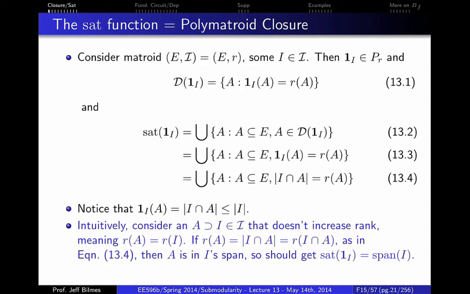Now, let's say that you take some A here, which is strictly greater than I, and I is an independent set, and let's suppose that A doesn't increase the rank. So in other words, the rank of A is equal to the rank of I.